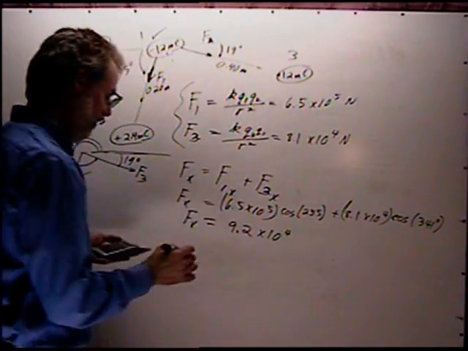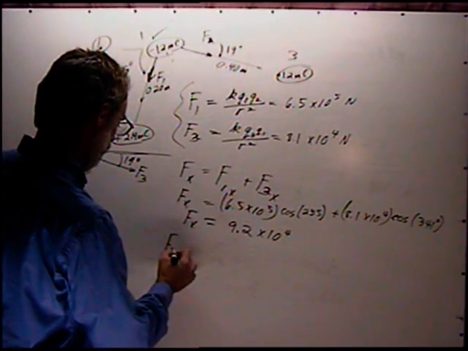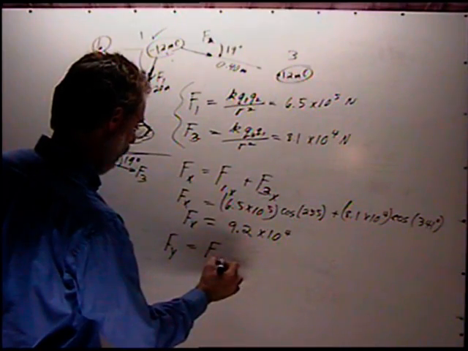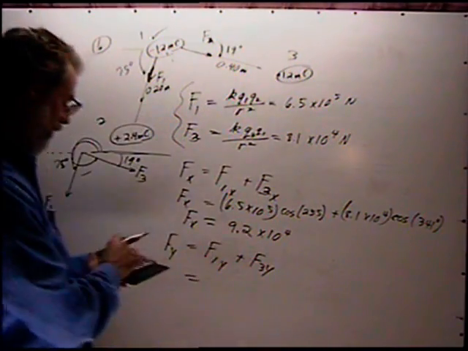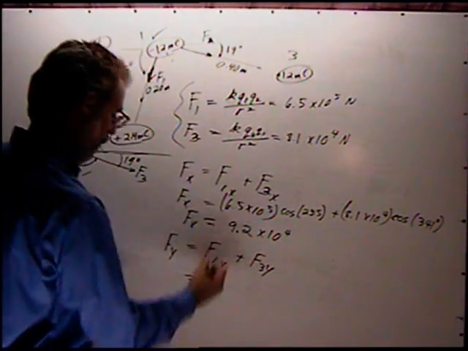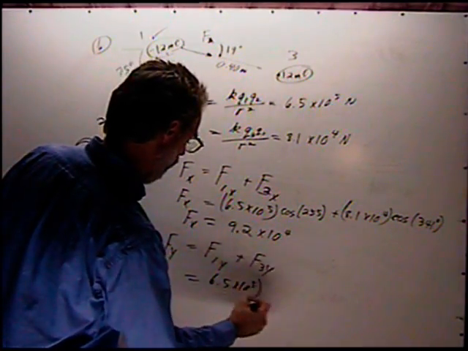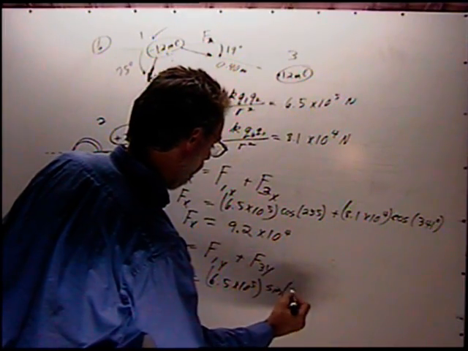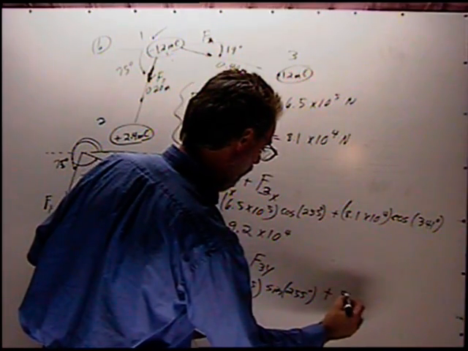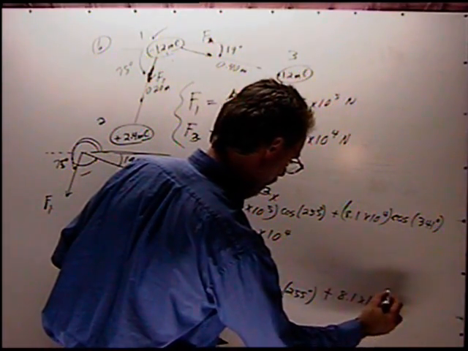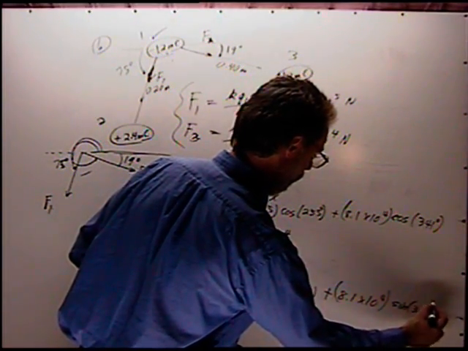That's the f of x. Okay, that's going to the right. Now f of y will be f1y plus f3y. Okay, f1 is 6.5 times 10 to the fifth times the sine of 255 degrees plus 8.1 times 10 to the fourth times the sine of 341 degrees.